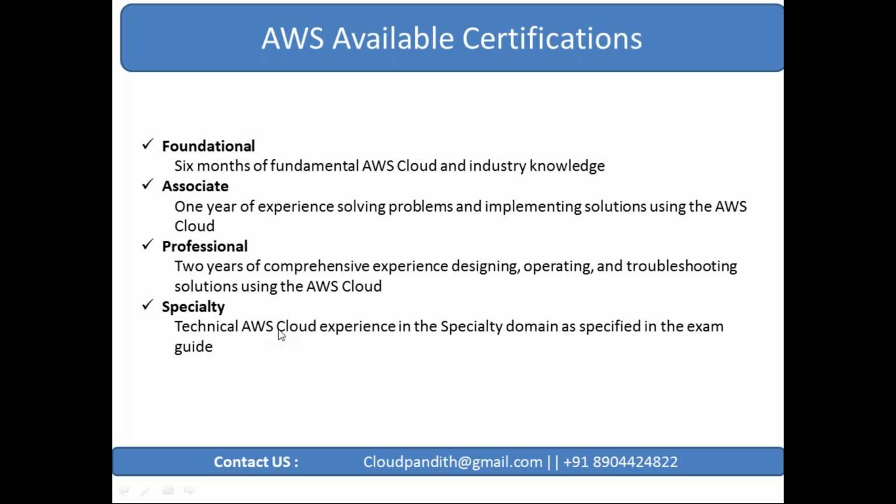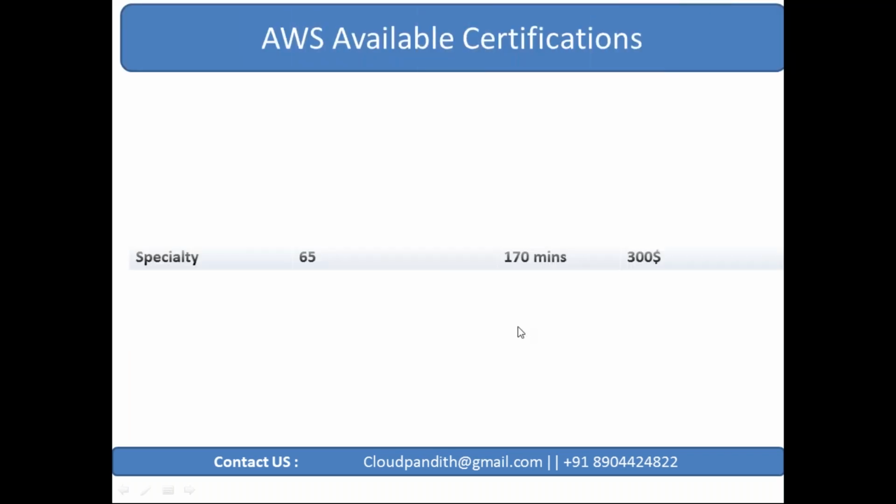Then you have the specialty, which is technical and based on the domain. Do you want to go into machine learning, big data, or Alexa skills? Based on the specialty of the domain, you go with the specialty. It is like when people do a PG after a BTech or MTech, they do it based on a specific domain. In the same way here, whether you want to continue in big data or elsewhere, you have to choose that specific domain.